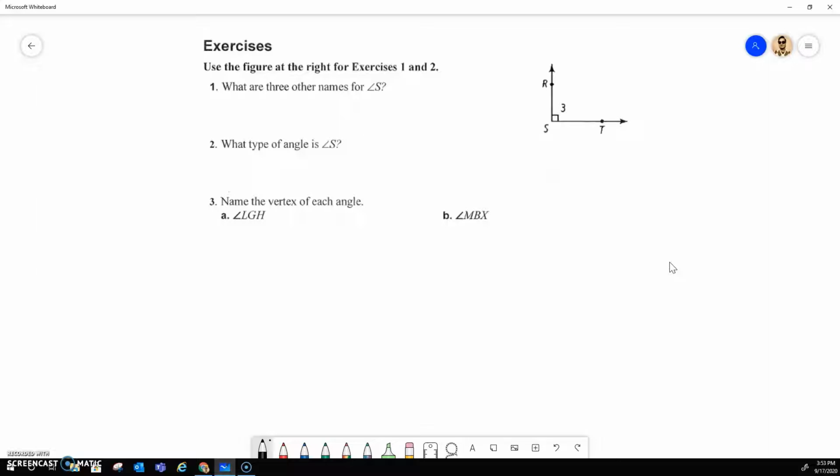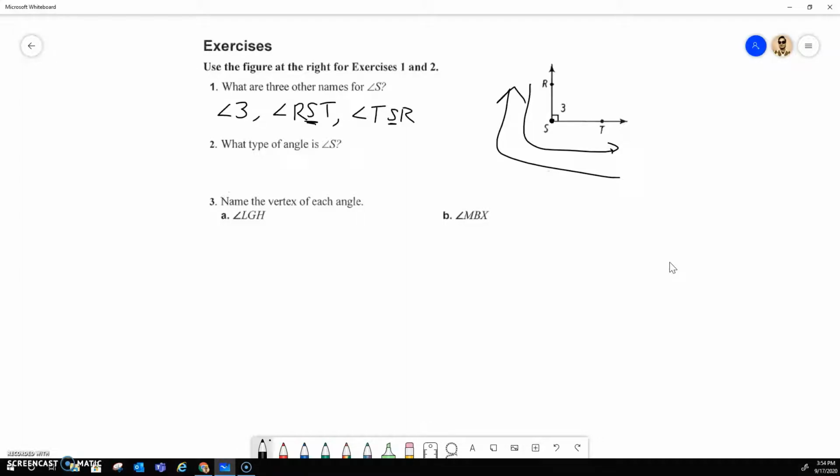All right, so what are 3 other names for angle S? In this diagram, it appears I can name this as angle 3. It appears I can also use the 3-point naming scheme. Going from here, that direction, I would say it's angle RST, where the vertex is clearly this S point, and that is sandwiched in the middle of these other 2 points. And I could also name this going the opposite direction, angle TSR.